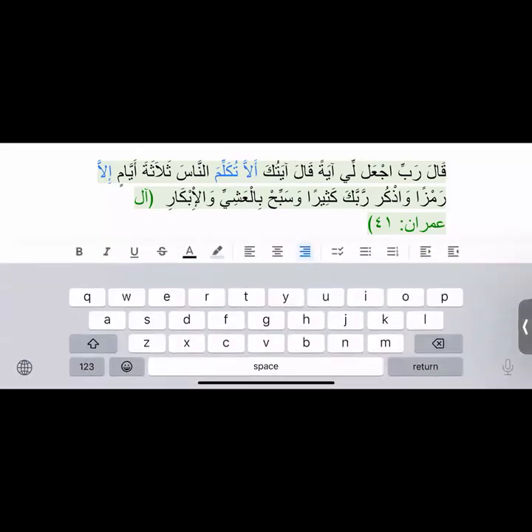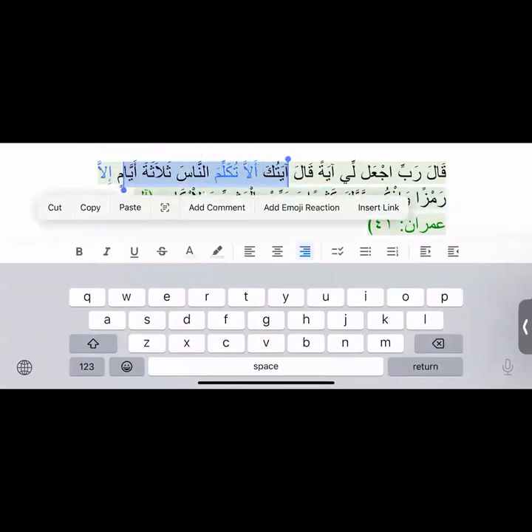Qala. Qala. He said. Now Rabb said, ayatuka. Qala. Again, fa'il madin, fa'il damir mustatir huwa. Now focus on this one. When you see this, your sentence is starting with what? Yes, ayatuka is an idafa, so it is jumla ismiya, not jumla fi'liya.